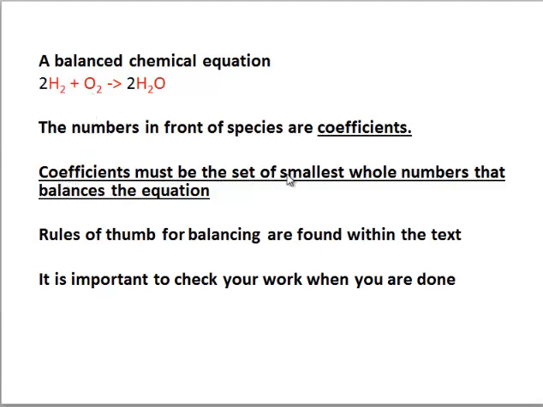Coefficients must be the set of smallest whole numbers that balances the chemical equation. If you look in your text, there are rules of thumb for balancing that I will not fully reiterate here. I will emphasize the importance of checking your work when you're done. In other words, when you think you have a balanced equation, go back and make sure that the same number of atoms of each element is on the left as on the right. So again, up here, 4 hydrogens on the left, 4 on the right, 2 oxygens on the left, 2 on the right.